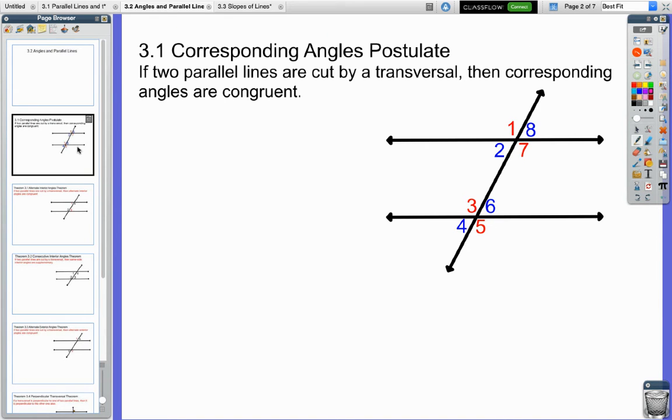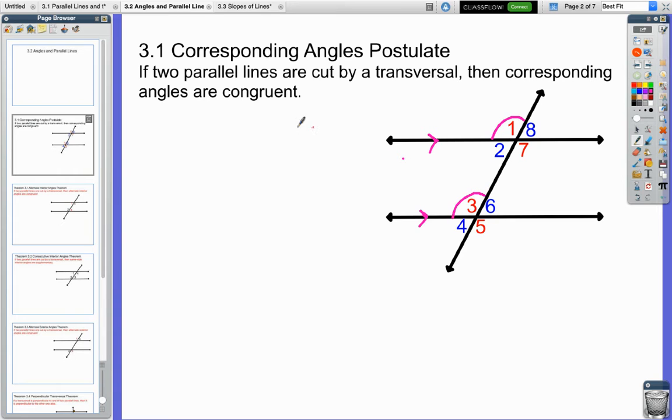Corresponding angles, as we talked about earlier, are angles that exist in the same position as each other, just on a different set of lines. So for example, angle 1 will be corresponding to angle 3. That is true by definition. It has nothing to do with their equalness. Now, this postulate states that if we know these lines are parallel, so they have these little arrows in them, and they're cut by a transversal, then these corresponding angles are congruent.